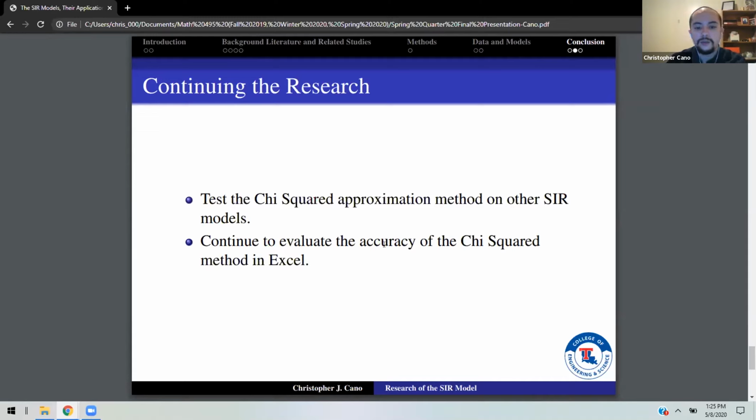And then continue to evaluate the accuracy of the chi-squared method in Excel. Excel has to continuously call on all of the solutions of the ODEs in the models since they are coupled. Therefore, there lies a possibility that other software can do this more accurately than Excel. A good example of software that most likely might be able to do it more accurately would be MATLAB. So if someone could implement this method in MATLAB, it may produce more accurate results. And also see if the models can be made accurate with small percentages, since I was unable to do that.